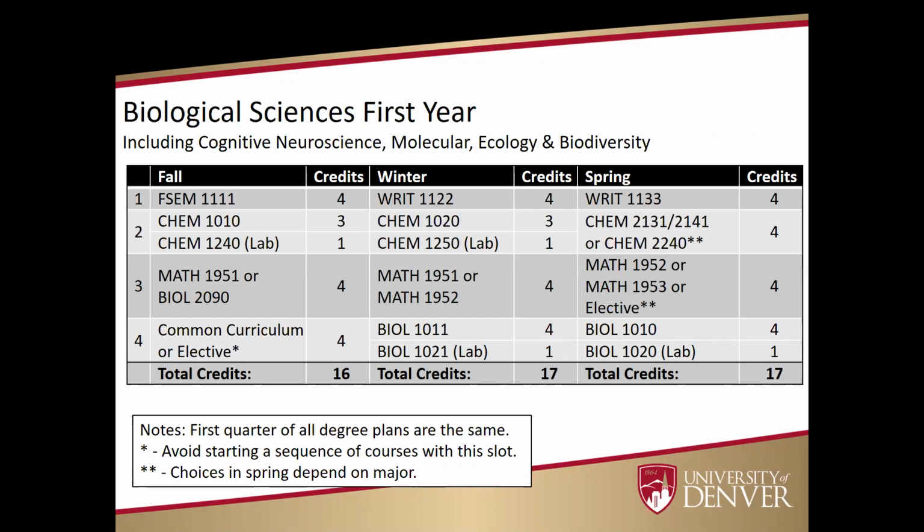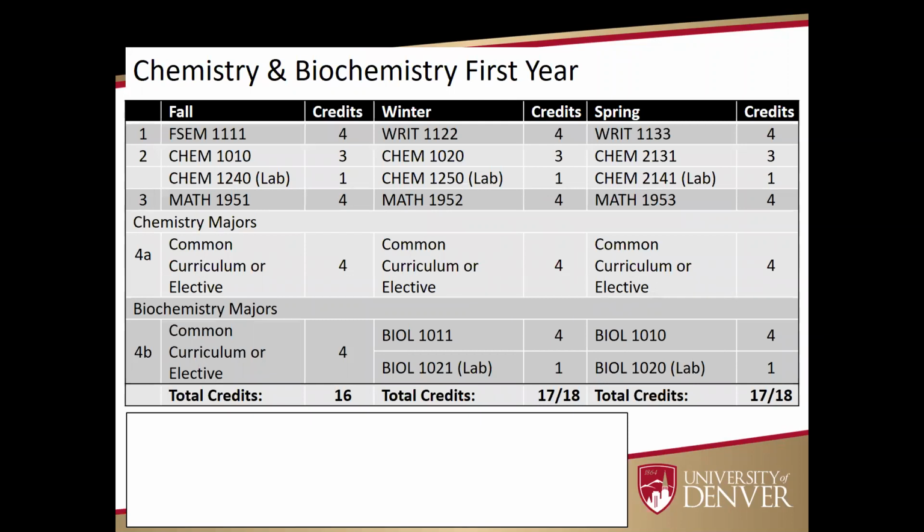Now we're going to move to chemistry. Chemistry and biochemistry. Again, we're going to talk about courses that you would take, and there are differences if you are looking at a chemistry degree or a biochemistry degree. So I will point out those differences as we move along. So again, everyone takes that first year seminar. So your first course is your first year seminar.